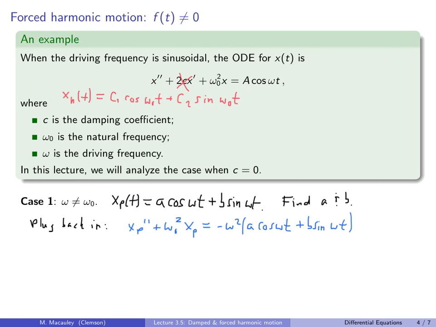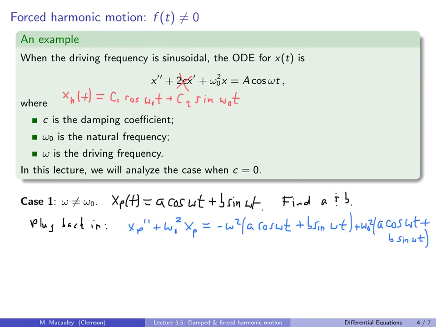And then we have to add omega naught squared times this thing, this is my xp, so a cosine of omega t plus b sine of omega t.